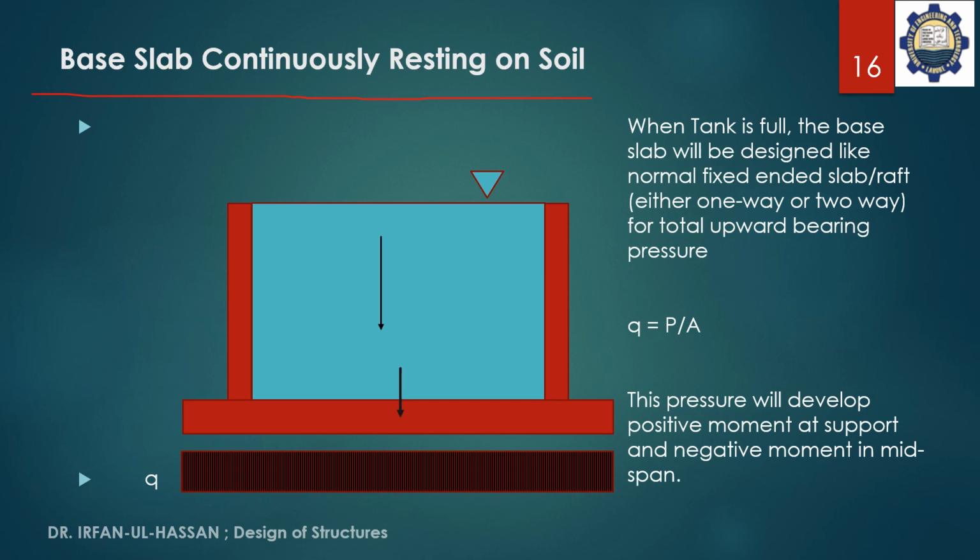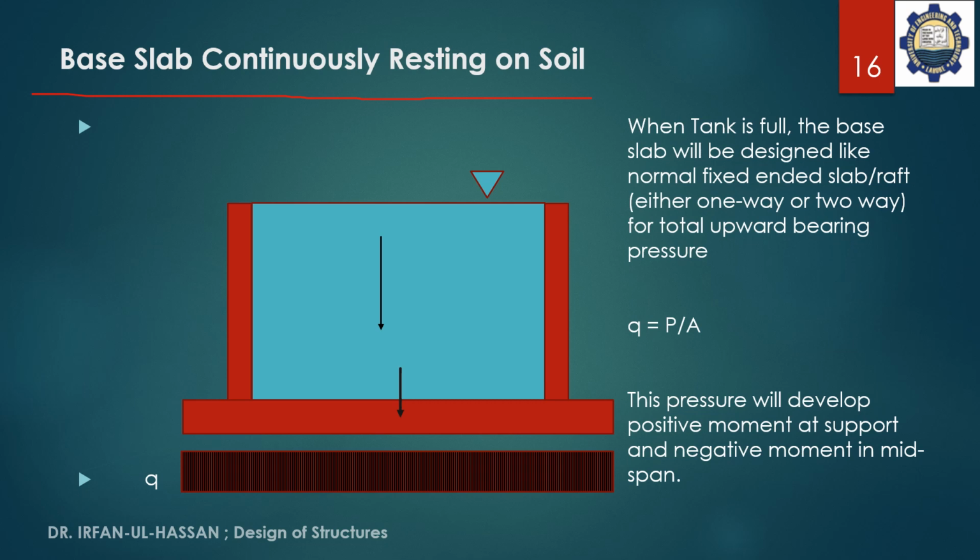Next is the slab which is resting continuously on the soil. This will behave differently because this is not a suspended slab. The important point here is that we assume the soil is stiff and rigid, the load is acting on the soil, and the bearing pressure is developed on the soil. So when the tank is full, the base slab will be designed like a normal fixed ended slab, that is a raft, either one way or two way.